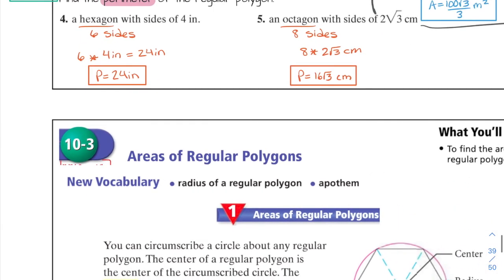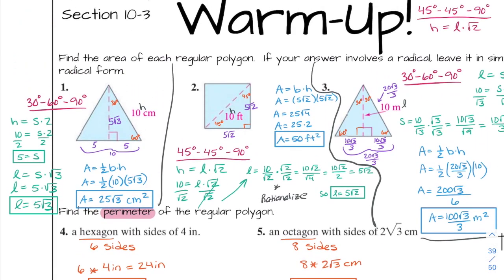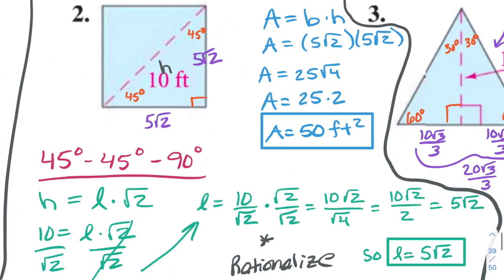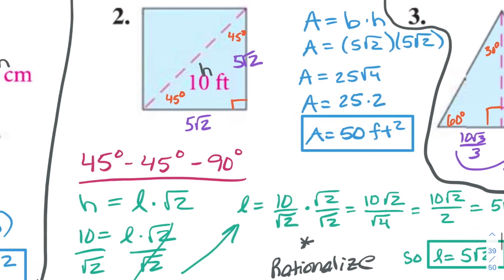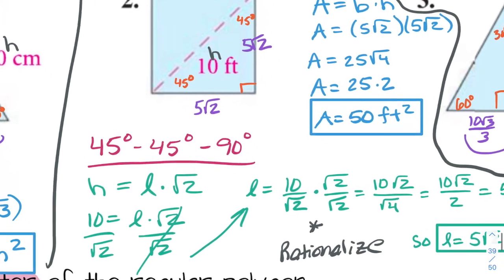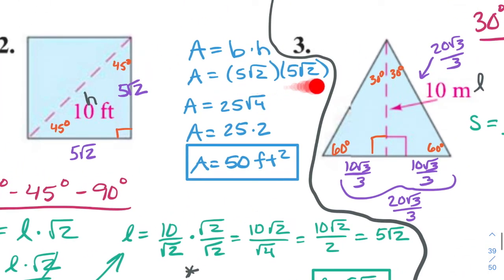So it's really cool. Let's go back to this one for 1 second. Now I got the answer 50 feet squared. Notice what I did. I used 45-45-90s to get these side lengths, which are 5 square roots of 2, 5 square roots of 2, and 10. So 5 square root of 2 times 5 square root of 2 gave me 25 square roots of 4, which was 25 times 2, which is 50 feet squared.